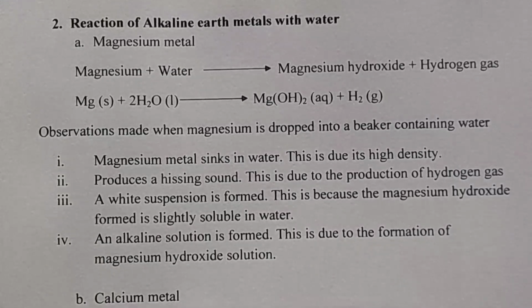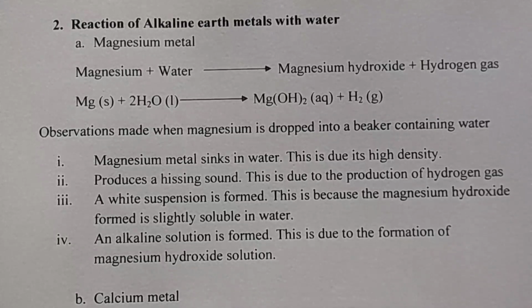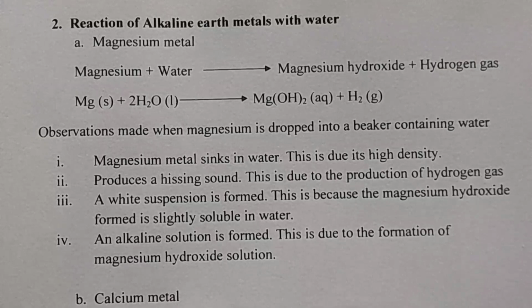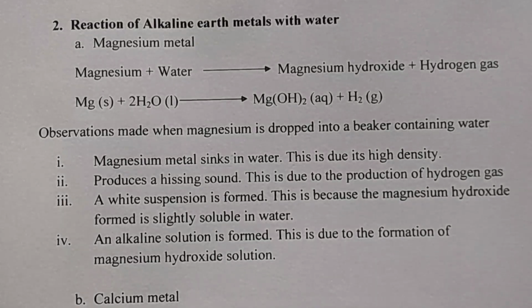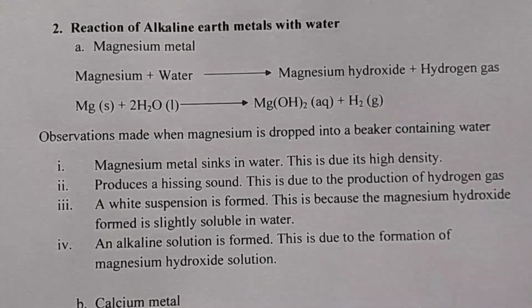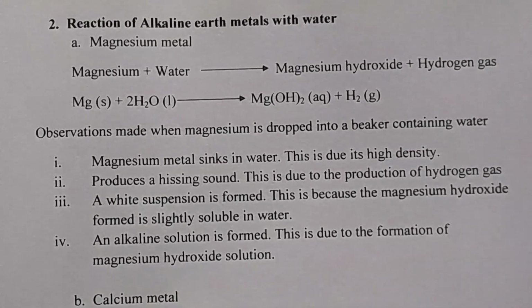Now the observations made when magnesium is dropped into a beaker containing water. The first observation is that magnesium metal sinks in water, due to its high density. Magnesium is denser than water, that's why it sinks. Number 2, a hissing sound is produced, and this is due to the production of hydrogen gas, as we have seen in the equation.